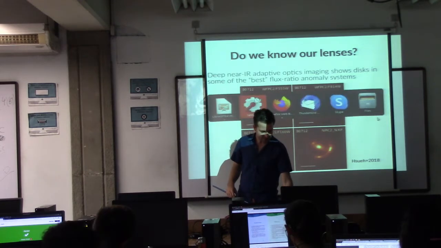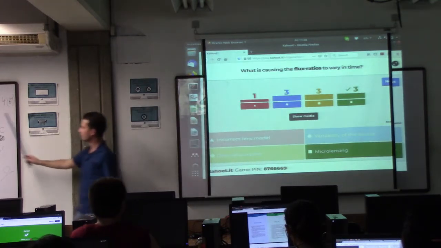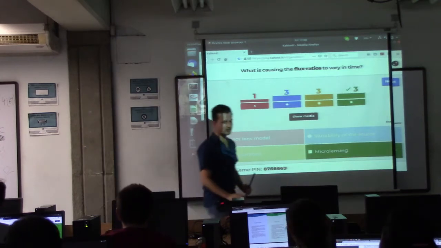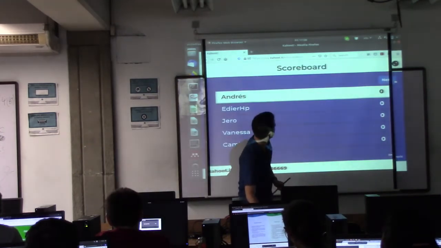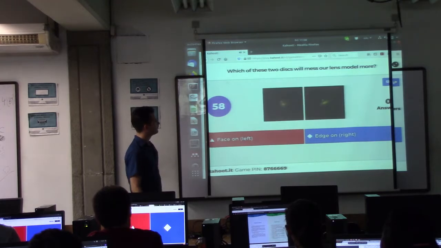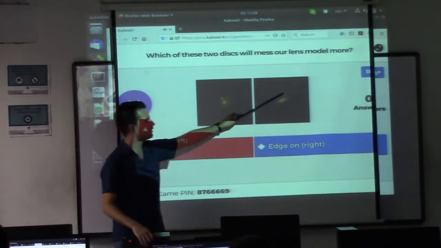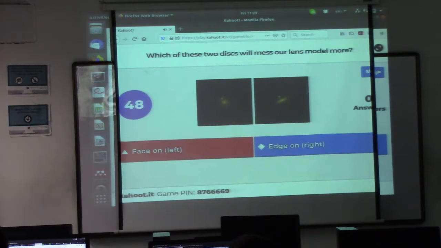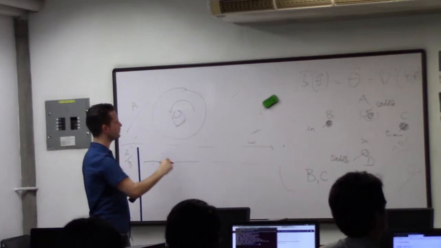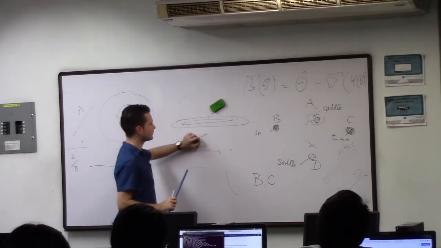Just as a sanity check, we will do Kahoot. So think about these disks messing up your lens models. What kind of disks do you need to worry about? Okay, you can't see anything here. Basically, what you should see here is a disk face on towards you, and this one is the disk that's edge on. I'll sketch the situation here. So the option on the left is the disk looks like this. So it's flattened towards you. The other one is your disk is like this. Which one of them is going to mess up your lens model more?